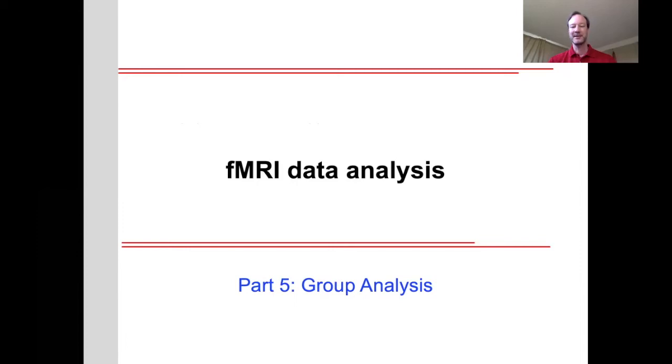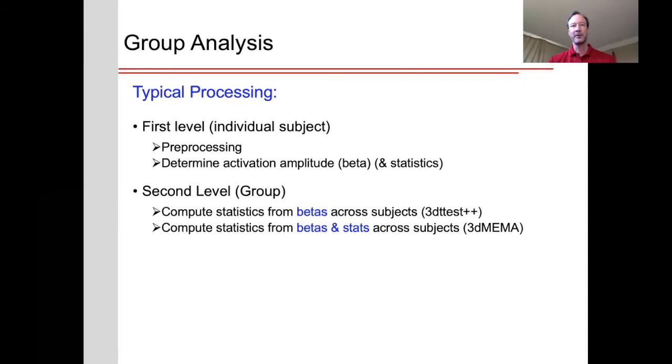Hello, this is the fifth part of the series on fMRI data analysis, focusing on group analyses. For typical fMRI processing or analyses, we first process the data from each individual subject, which is sometimes referred to as first-level analysis. This consists of the pre-processing steps, discussed in my earlier lecture, and then determining the activation amplitudes or beta weights and any general linear tests and statistics.